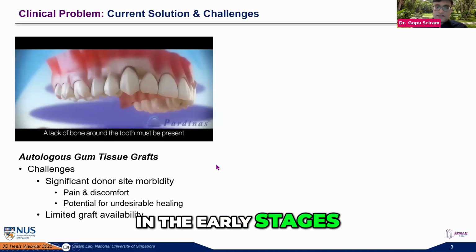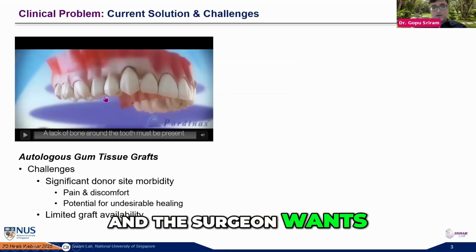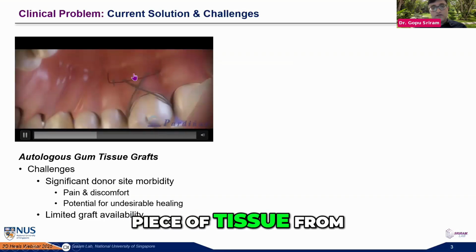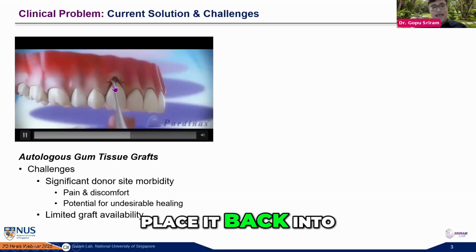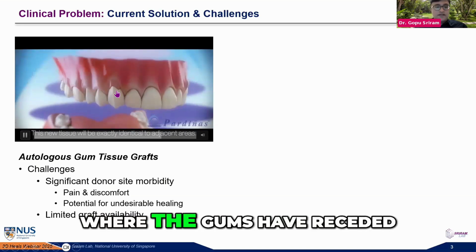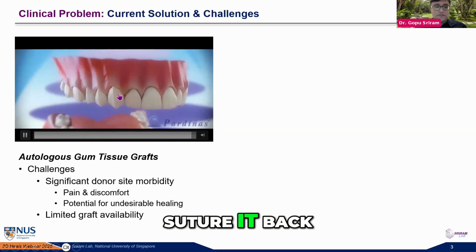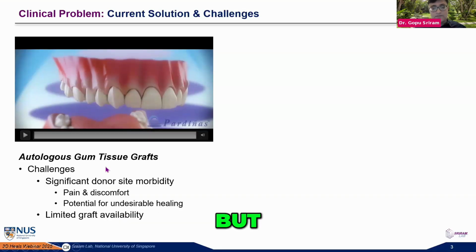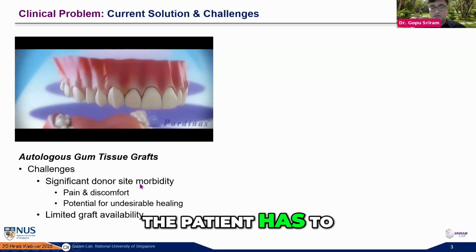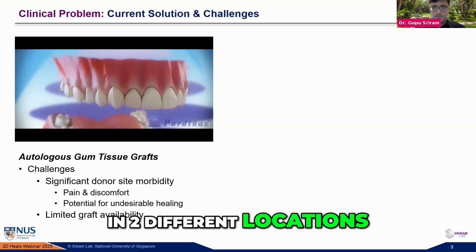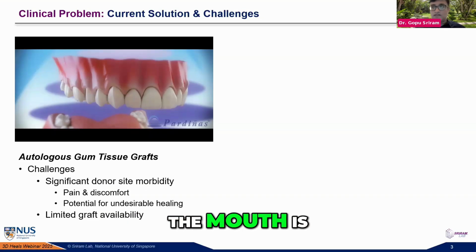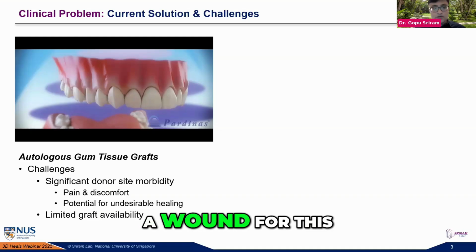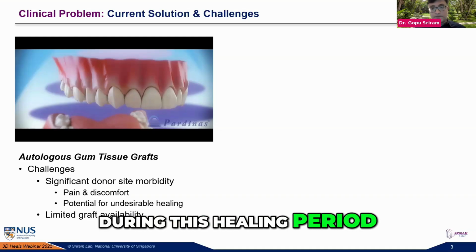So in the early stages, when the gum recedes and the surgeon wants to replace that, what they do is typically take a small piece of tissue from the roof of the mouth, place it back into this place where the gums have receded, suture it back, and expect to heal. It does work amazingly well, but obviously the patient has to go through two surgeries in two different locations, and the roof of the mouth is very painful to live with a wound during this healing period, right?